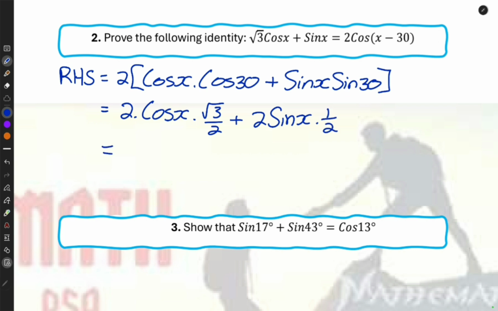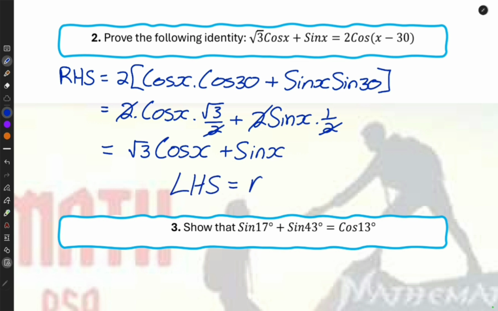Now, if I simplify, this is going to be root 3, and the 2s are going to cancel out, so root 3 cos x, and then this one, the 2s are going to cancel out again, because 2 times a half is just 1, so plus sine x, and if you look at it, that is left-hand side equals right-hand side. This question would be 3 marks, so 1 for expanding the compound angle, then for simplifying, and then for writing your final answer. Question 3, show that sine 17 plus sine 43 is equal to cos 13.